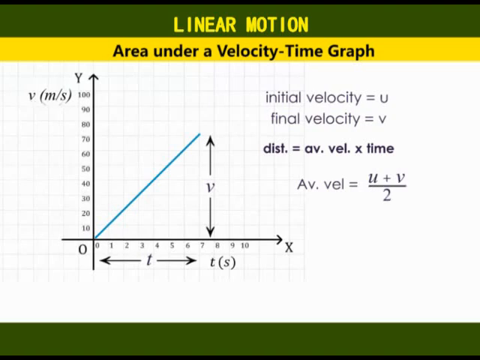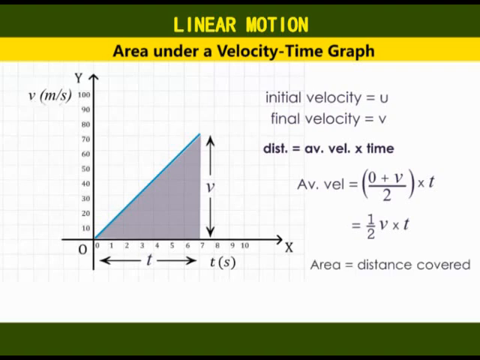Since the body started from rest, the initial velocity will be 0. So 0 plus v over 2 gives us v over 2. Then we multiply by t. That gives us half v times t. If you look at this expression, it is the same as the area of a right-angled triangle with a base t and a height v. So the area under a velocity time graph is the distance covered by the body in t seconds.